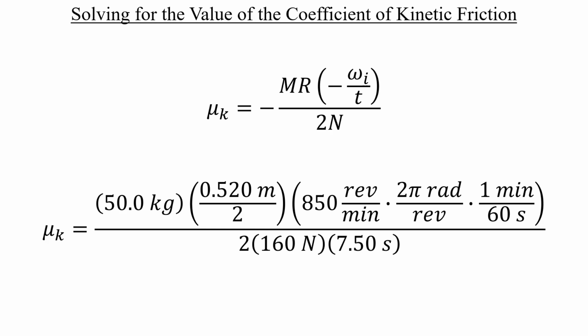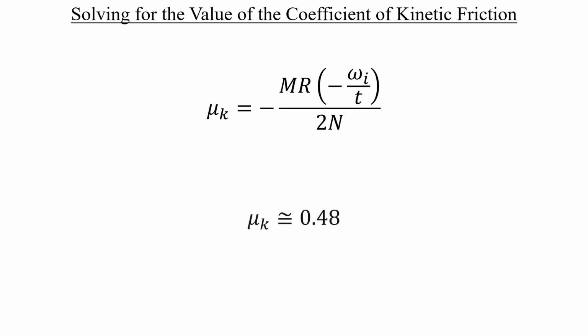I see a couple numbers using 3 significant figures. Let's see, this one, and this one. However, 160 and 850 only have 2. So we should probably report our answer using 2 significant figures as well, just to be safe. Therefore, our solution to the problem is a coefficient of kinetic friction of 0.48.